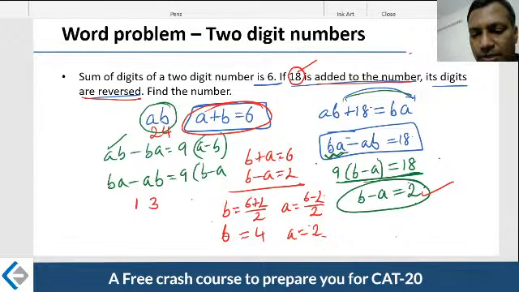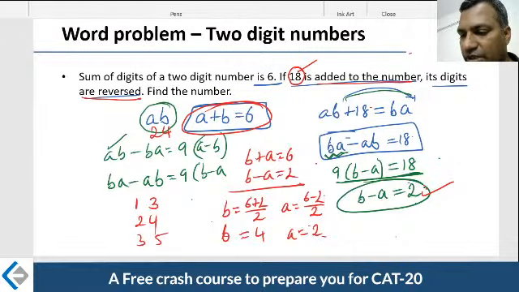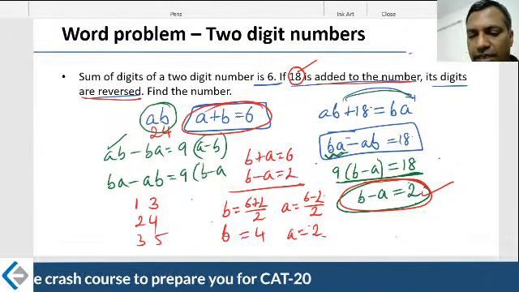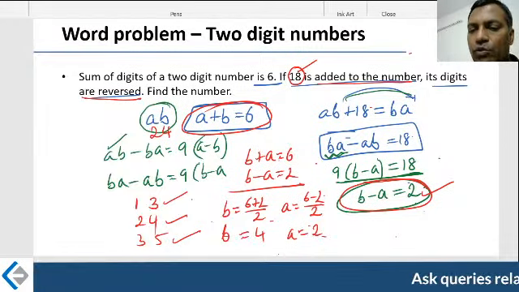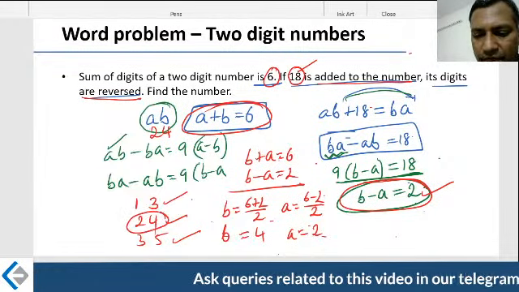13 is one of those numbers. 24 is another number. 35 is another number, because the difference between the digits should be 2. So how can you write the 2-digit numbers? 13 is a number, 24 is a number, 35 is a number, but you wanted the sum of the digits to be 6. Therefore, you can quickly do this.